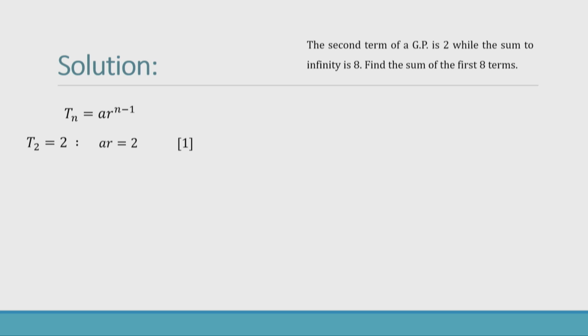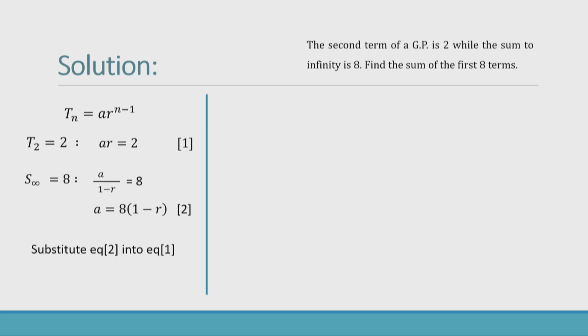The sum to infinity is 8. That is, I replace in my formula a over 1 minus r equal to 8. A equal to 8 into 1 minus r, which is my second equation. So here I will substitute equation 2 into equation 1. I will have 8 minus 8r into r equal to 2. Simplifying, I get 8r minus 8r squared equal to 2.